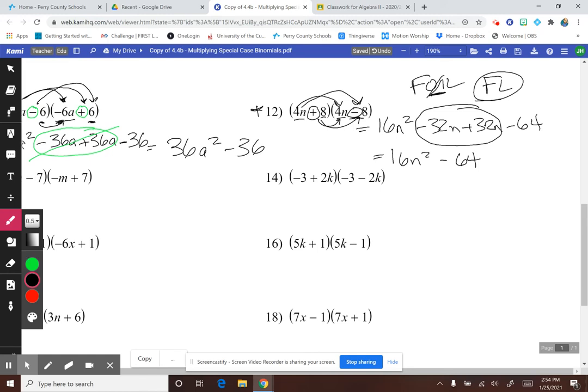And again, it's all about time. ACT is 60 minutes, 60 questions. So anything we can do to try to save time is going to help us. So for example, with number 14, I'm almost doing all of them here, but it's okay. Look, I've got exactly the same terms. The only difference is the signs. So as soon as I see that, all I have to do is FL. My first terms are negative 3 and negative 3, which is positive 9. And I have 2k times 2k, so that's going to be 4k squared. And looky there, I'm already done.